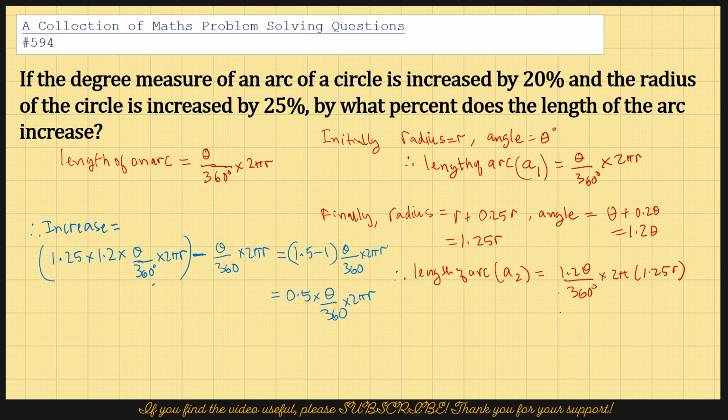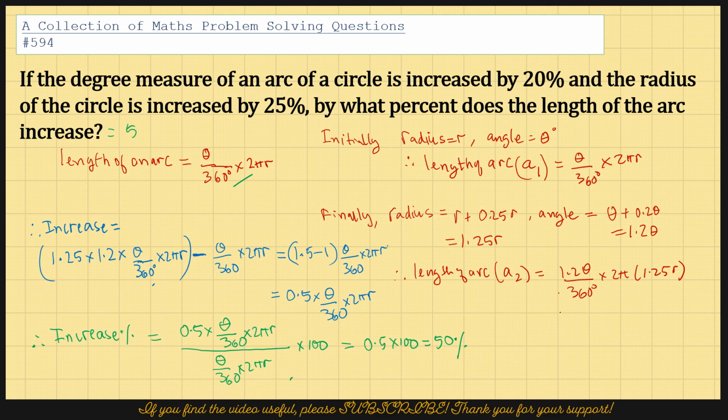Now if we have to do the increase percentage, I can write it as therefore increase percentage would be, so this is the increase, 0.5 multiplied by theta out of 360 times 2 pi r, and the whole thing divided by the initial value, which is also theta out of 360 times 2 pi r, multiplied by 100, and that is nothing but 0.5 multiplied by 100, and that is 50%. So the answer is 50%.